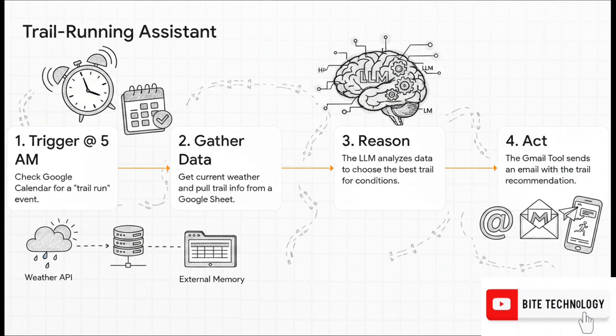Step 3, the brain, the LLM, analyzes all of that data. It's looking at the weather, the trail conditions, how much time you have. And finally, step 4, it acts. It uses its Gmail tool to write and send you a personalized email with the best trail recommendation for that day. It's a perfect, simple example of all 3 components working in harmony.